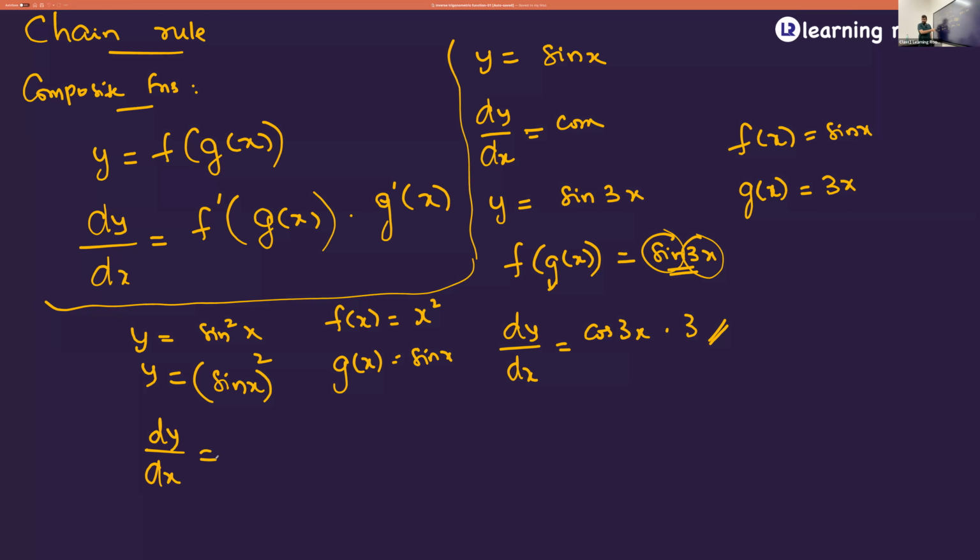Had it been x square, you would write 2 times the function raised to the power 2 minus 1, so n x power n minus 1, into the derivative of sin x, which is cos x. So basically it will be 2 sin x cos x, or sin 2x. Am I clear with this? So this will be sin 2x. This is the meaning, right?